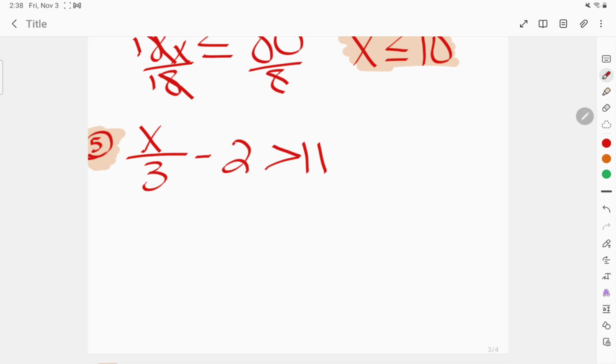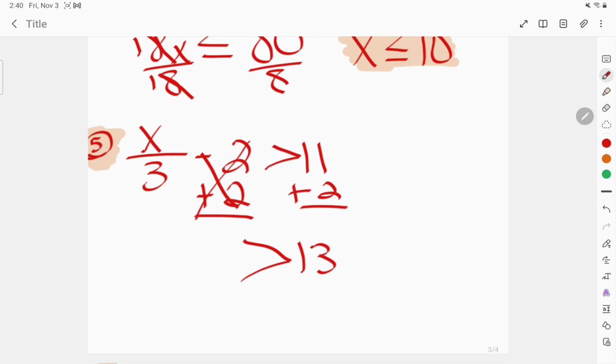All right, so moving down to number 5, this one is a little bit different. So the first thing to do is to move that 2 over to the other side. So negative 2 and positive 2 cancel. 11 plus 2 is 13. And that is less than the x divided by 3.